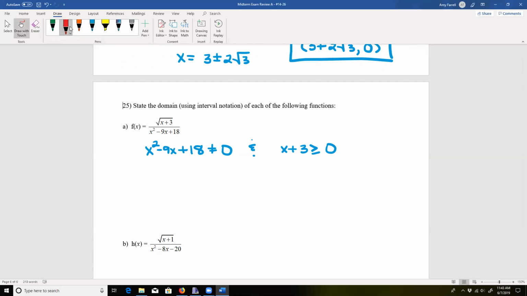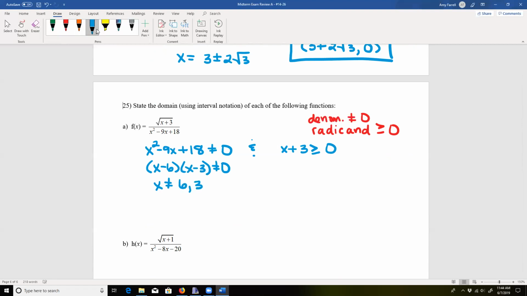So what we're going to do for these is exactly what I just wrote here. The denominator cannot equal 0, and the radicand, which is what's under the radical or under the square root, has to be greater than or equal to 0. Those are going to be our 2 restrictions here on the domain. To factor x squared minus 9x plus 18, 2 numbers that add to negative 9 and multiply to 18 would be negative 6 and negative 3. If we set each of those factors equal to 0 and solve, we have that we do not want x to be 6 or 3. So 6 and 3 have to be removed from the domain. They cannot appear in the domain.